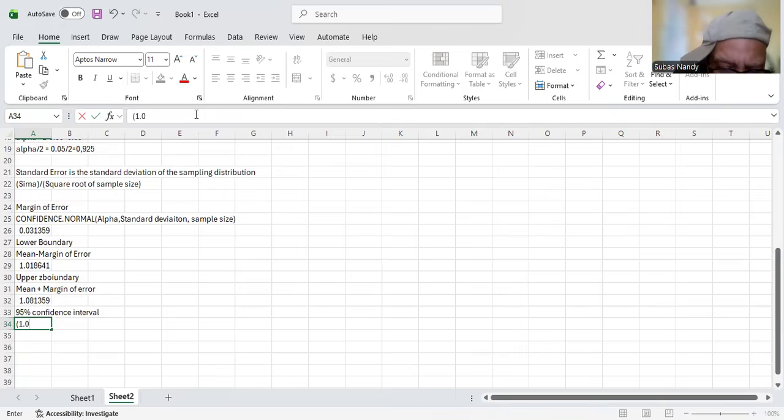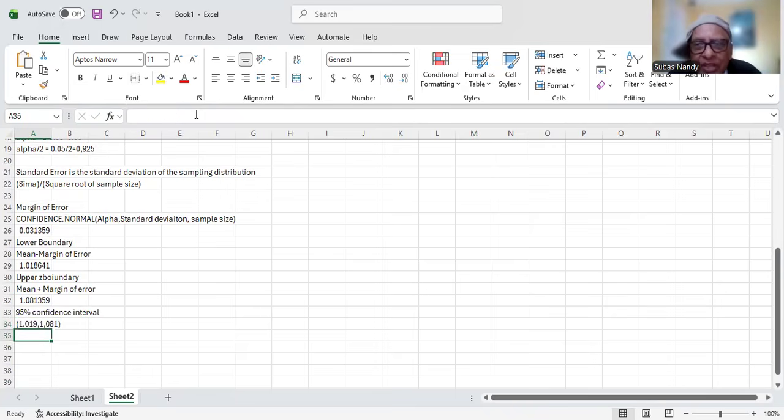Lower boundary is 1.0186, or 1.019 you might say, comma. The upper boundary is 1.081. And we put the right parenthesis. That's your confidence interval. Again, with 95% confidence, we can state that the actual population mean will be between 1.019 and 1.08. So we used Excel.